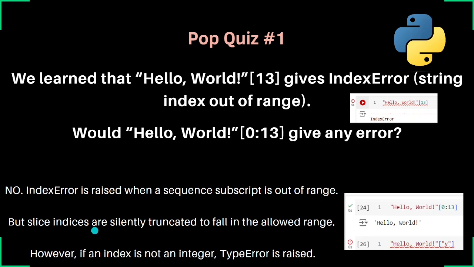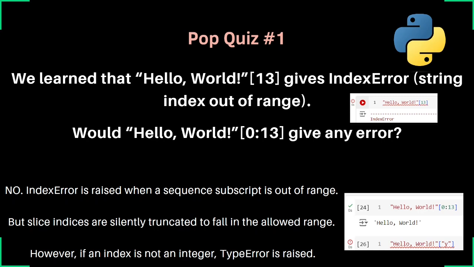Why? Because when doing slicing, indexes are silently truncated by Python to fall into the allowed range. So even if we go over when we do slicing, Python will know that it doesn't have that length. So it will truncate our slice and give us the correct answer: the entire string, not a partial one, but it will not give an error. So the value for that 0 to 26 will be hello world, right? Yes, the entire hello world. Okay, so that's one good point to remember. There is no index error when we do slicing, but there is one when we do indexing.